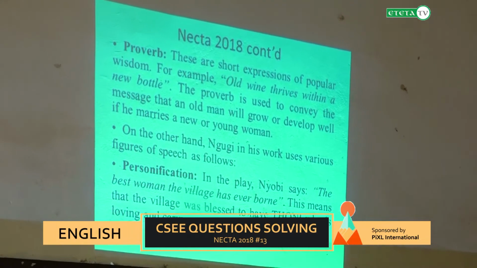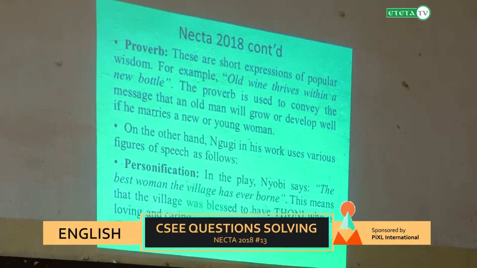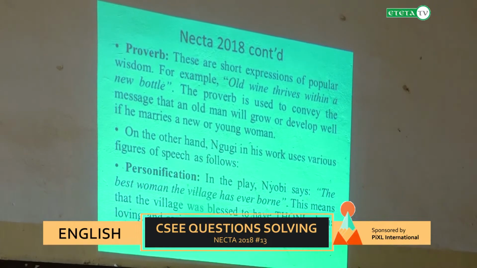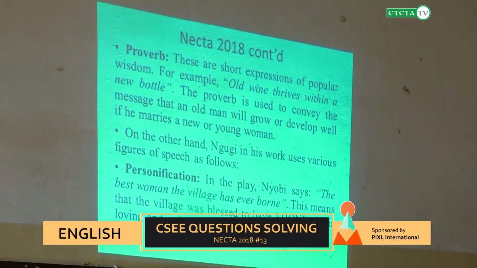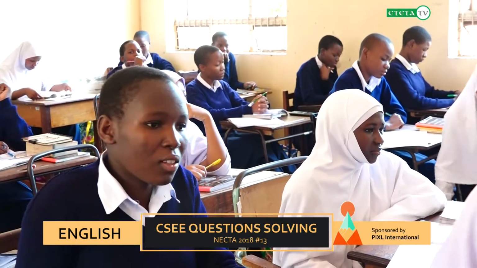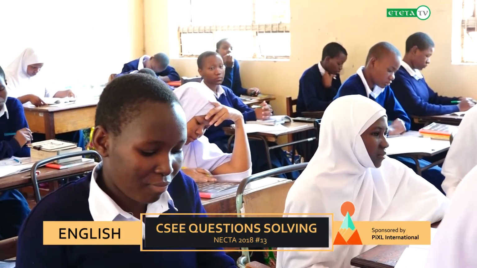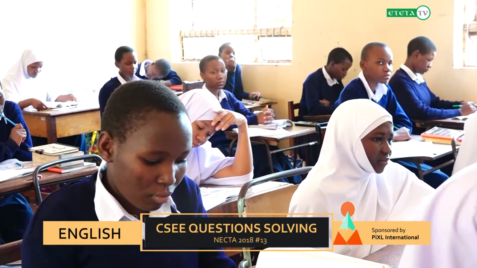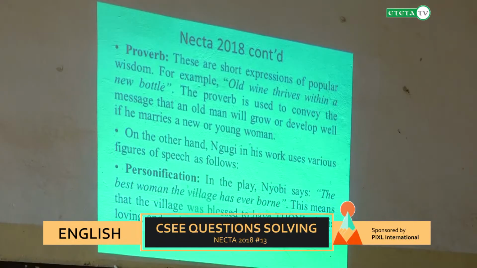As indicated here, the first figure of speech used by Ngugi is personification. And this is found in The Black Hermit. You know the play known as The Black Hermit? Yes. Okay, good. So personification is giving human qualities to non-living things. For example, when I say the dog is crying, the dog cannot cry, isn't it? Yes. So in the play, Nyobi says, "the best woman the village has ever borne," as if the village can bear a child, isn't it?